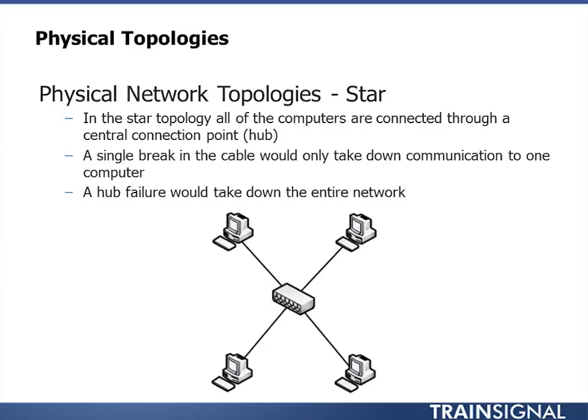This is one of the most popular, most heavily used networking topologies. A break in the cable, or one of the cables, will only take down communication to that one computer. Okay, so if you break the cable, just the one computer connected to that cable loses communication. It's only if the central hub were to fail that your entire network goes down. So you can see the benefits here of this type of network as opposed to the bus. And I will tell you that this type of network would also use your twisted pair or Ethernet cables.